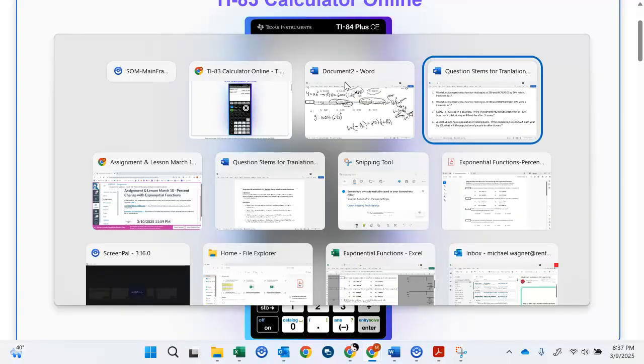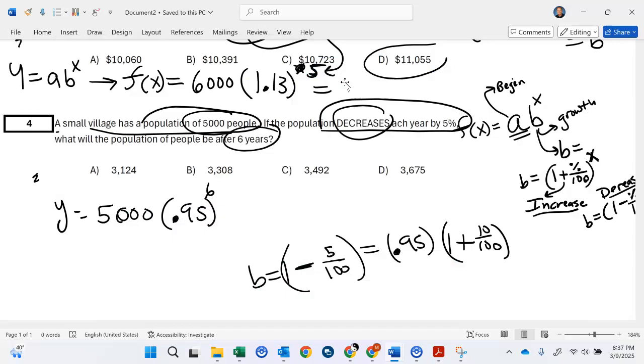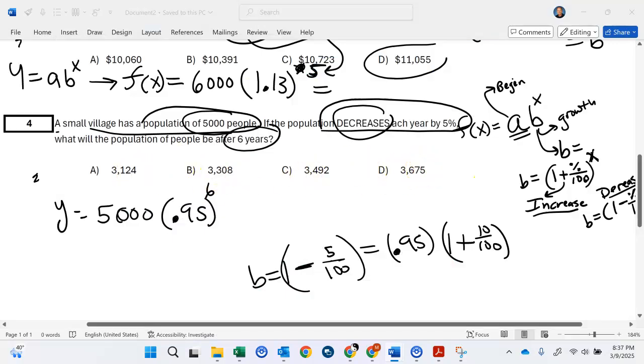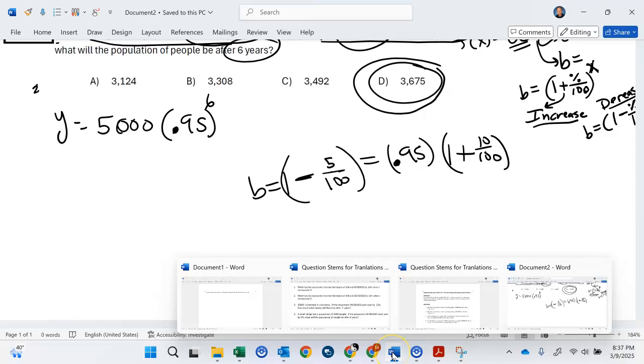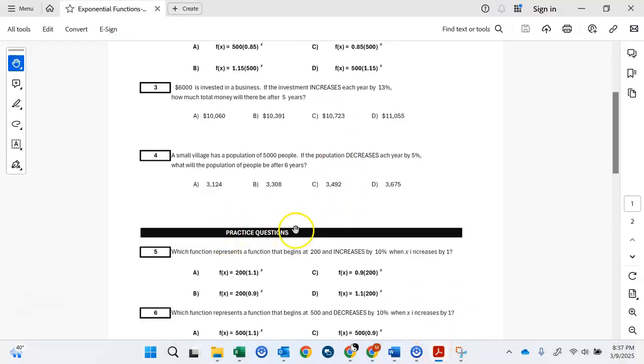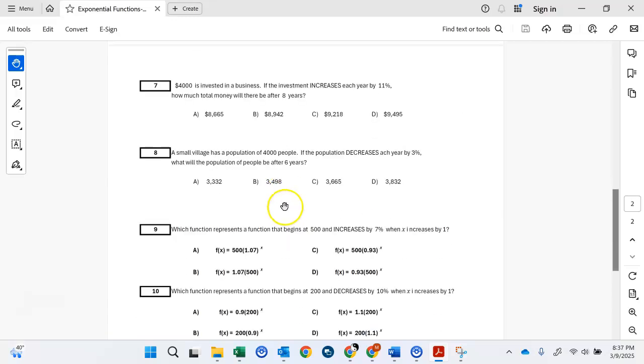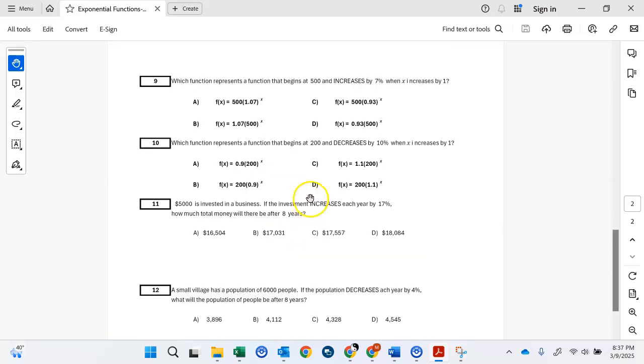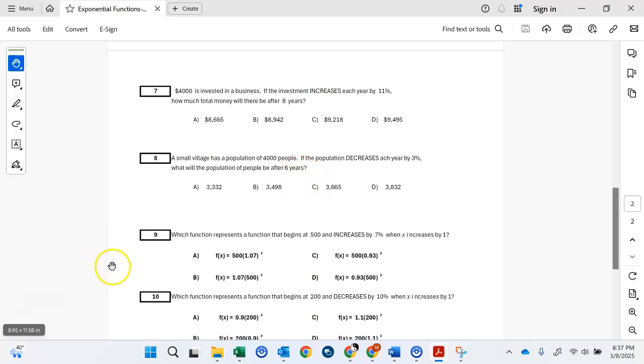Let's pick the closest to it. 3675, that's going to be D again, okay? So that's how you do these kind of problems, guys. So make sure you take notes. And now what I would like you to do is to finish the assignment. Okay, now we have practice questions. We have 5 through 12. It's the same kind of questions, so make sure you use your notes, and that's how you do it.